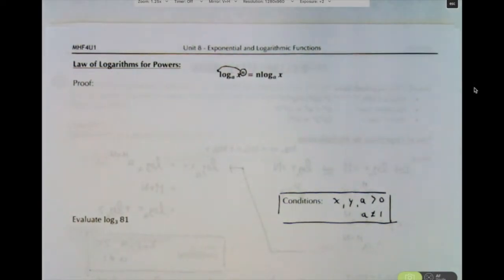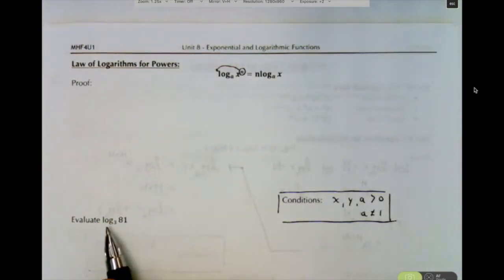You might be able to solve that directly, actually, without using the law of logarithms for powers, by thinking, to what exponent do I have to raise 3 to get to 81? The answer is 4. But if you can't see that directly, you could apply the law of logarithms for powers to come up with an answer. How could you do that?